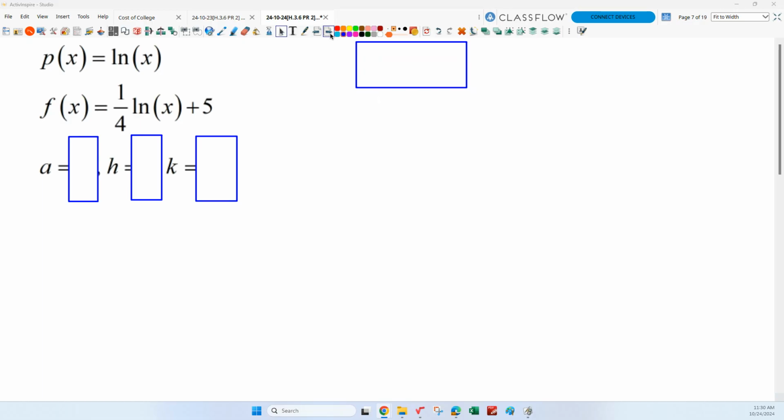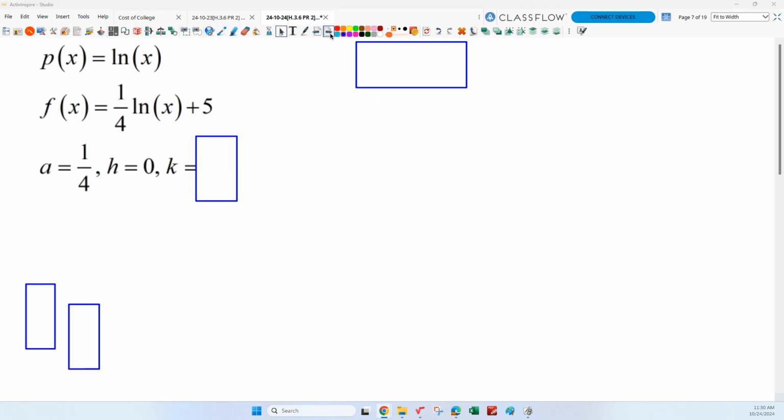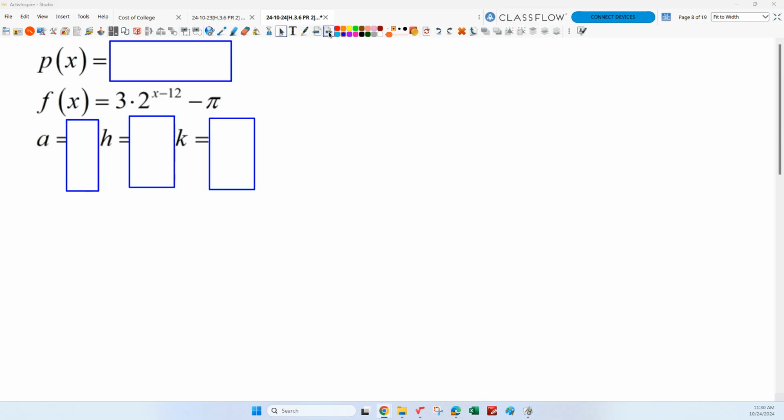What's the vertical dilation factor? 1/4. What's h? 0. So it's not translated at all. What's k? What's that mean? Pushing it up 5 on the graph. So even though we don't know what it looks like, we know what we would do to the graph if we did know what it looks like to graph it. That's kind of cool.